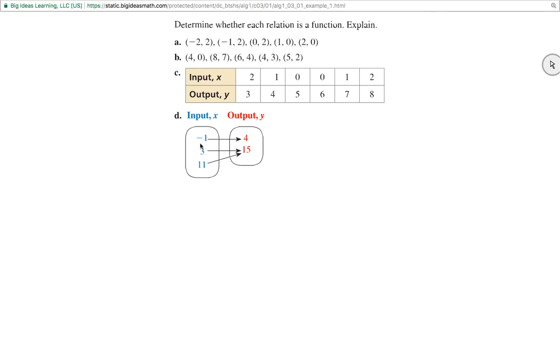Now, another little web diagram here. Remember, again, definition. One input is one output. That one input has one output. This 3 has one output. This 11 has one output. They can share outputs, but they can only have one output for that input. So 11 only has 15, which is fine. That's a function too. All right.